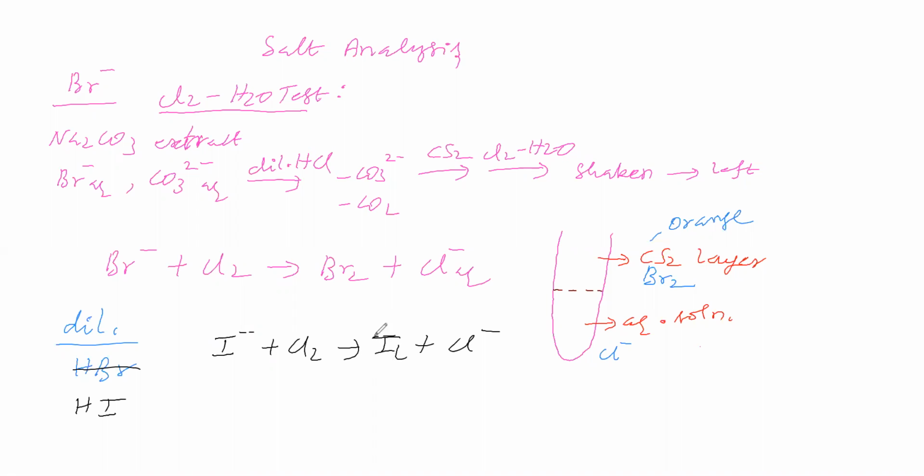Therefore, we have to avoid this. I minus should not be there, in the sense that we should not add HI. If you add HI, what happens? This I minus reacts with the chlorine and gives I2. I2 goes to the CS2 layer. Then the CS2 layer gets violet coloration. It will affect the Br minus test. So we are not adding HI.